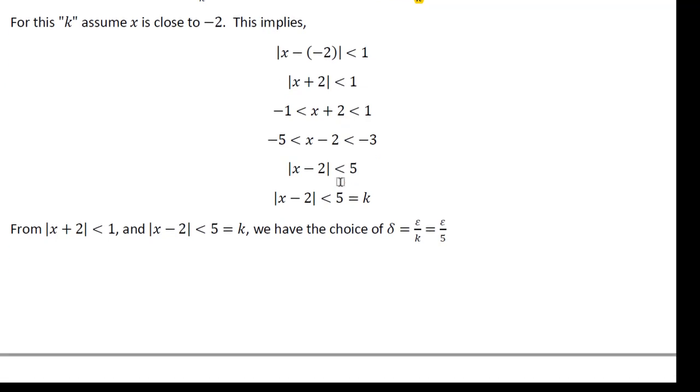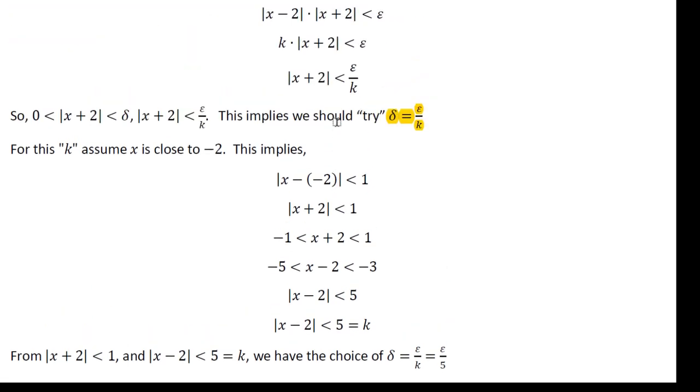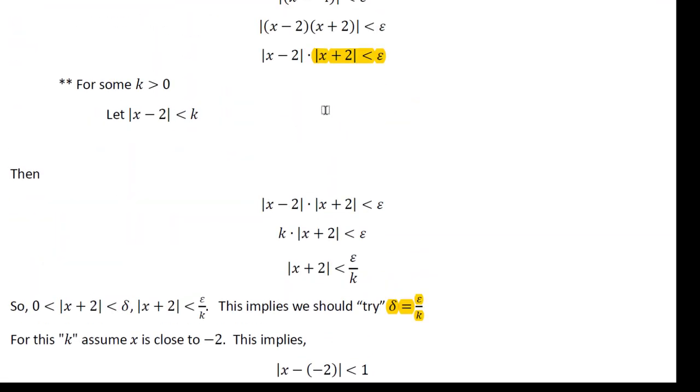By the definition of absolute value, I'm going to say that x plus 2 must be between negative 1 and 1. Now this part, we have to be careful. What I have is x plus 2. What I want to compare with is not x plus 2, but x minus 2.